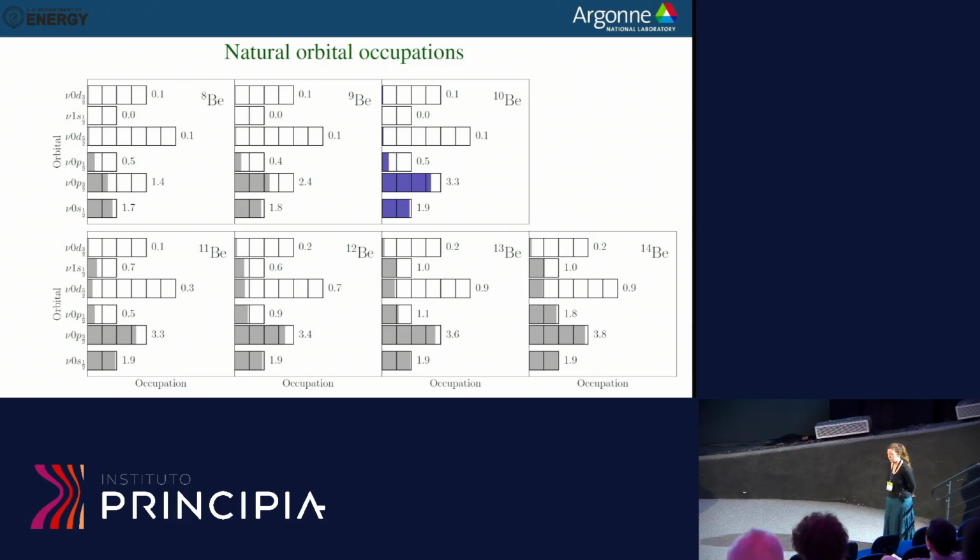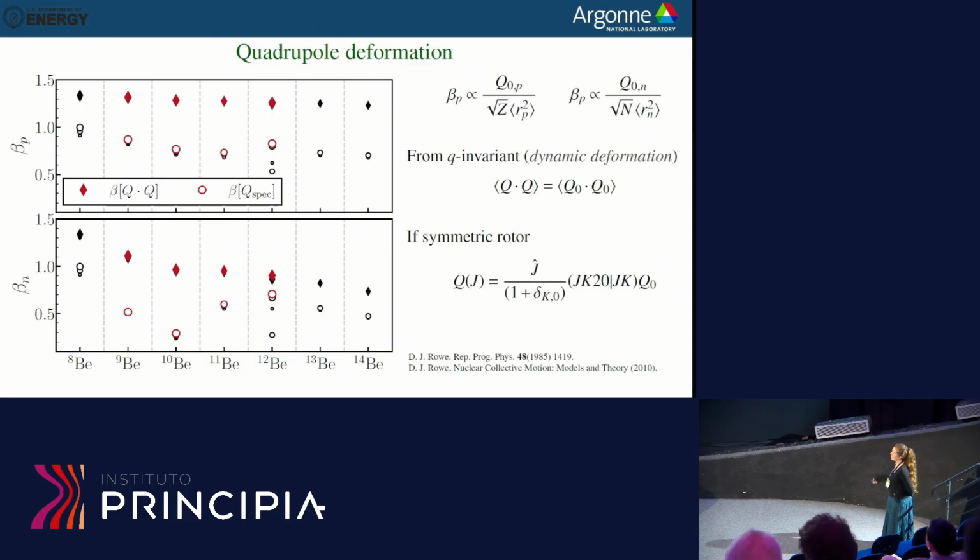This is maybe actually not that surprising when you consider the fact that the beryllium isotopes are quite deformed. So what's shown here is the proton deformation on the top and the neutron deformation on the bottom. I want you to focus in on the filled symbols. There's different ways you can try to get at the deformation. The filled symbols correspond to the deformation extracted using what I call the Q invariant method, where you take the matrix elements of the Q·Q operator.